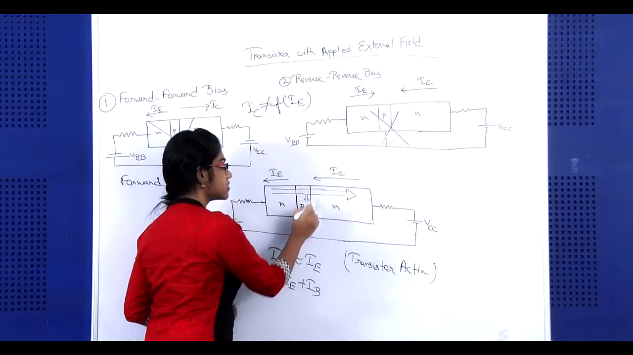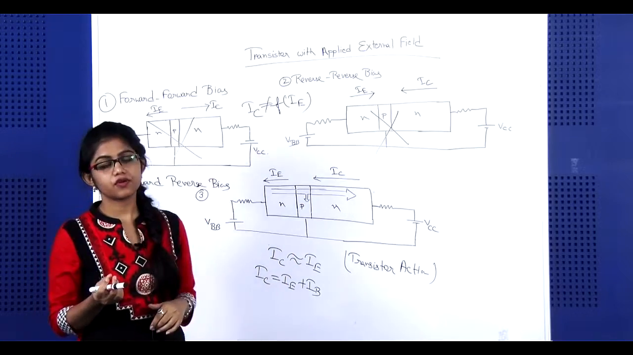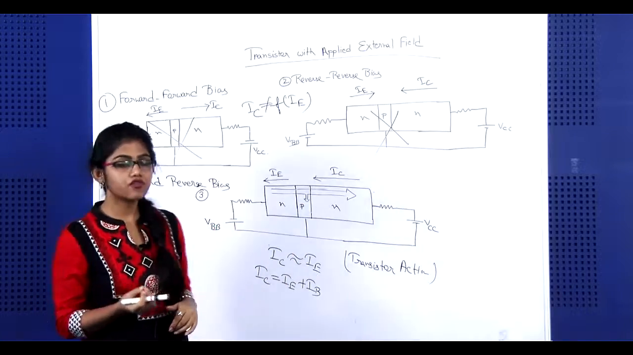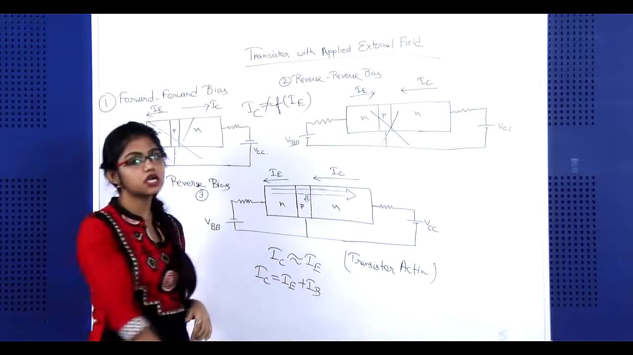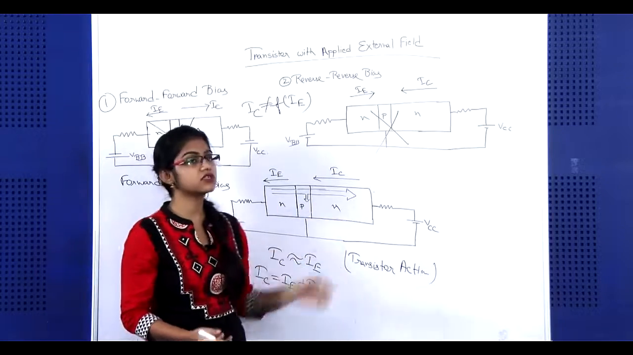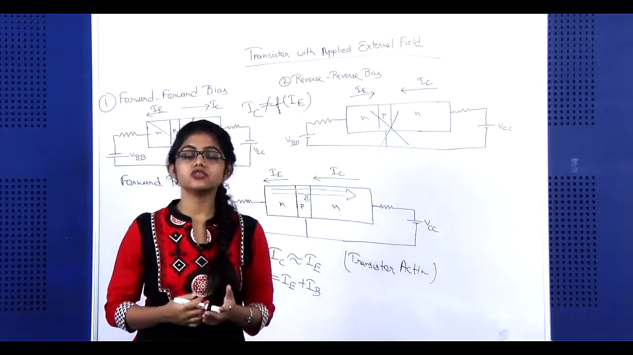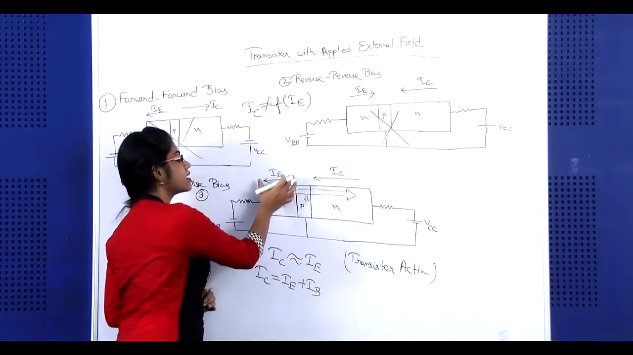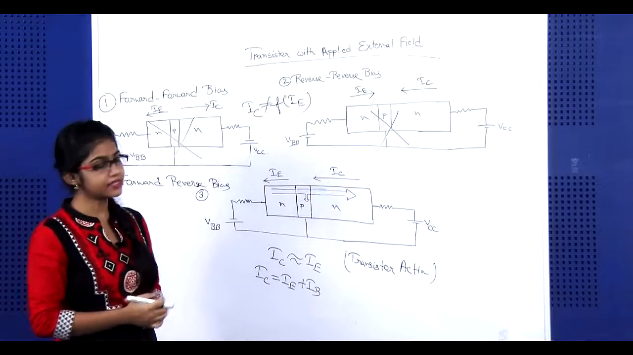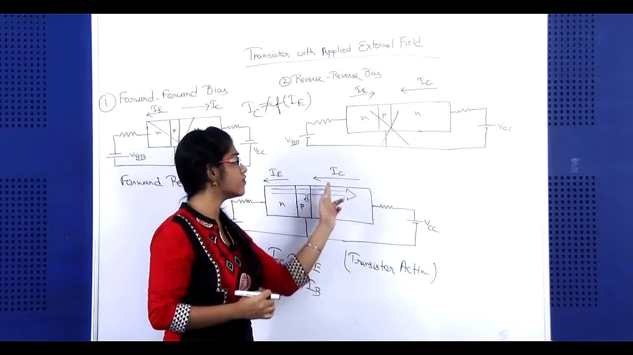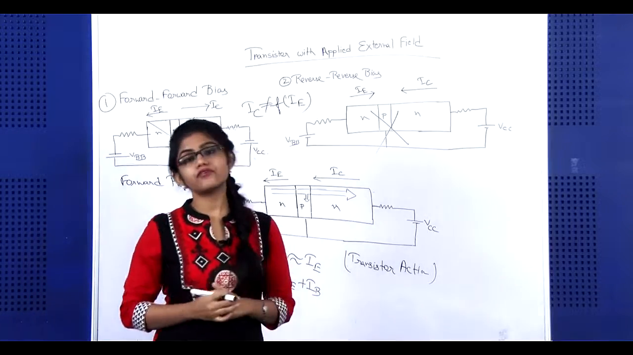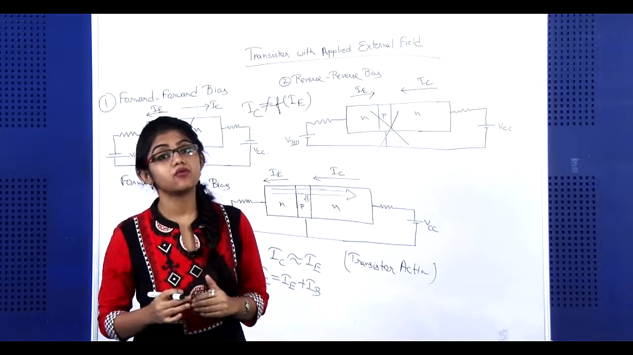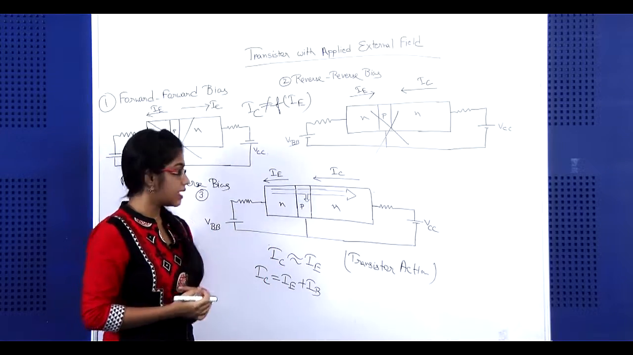What is the minority charge carrier for P? The minority charge carrier for P is electron. The amount of electron in the P region will be very less, and in the N region it will also be very less. So obviously, the current amount will be very less. So we are expecting that we will get a huge amount of IE and a very small amount of IC. But now we have to see what actually happens.